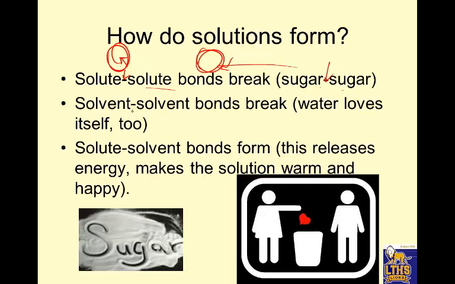But wait, what's going on in the solvent? Same thing. The bonds between solvent and other solvent molecules have to break. Those attractions have to be overcome so that the solute can mix with it. So break the solute attractions, break the solvent attractions, and form new attractions between solute and solvent. Sounds simple, but it's a key concept to understanding why it works.